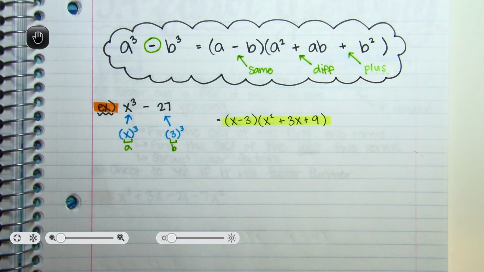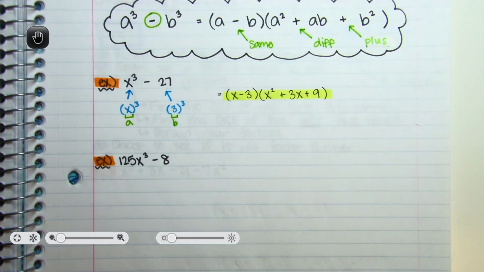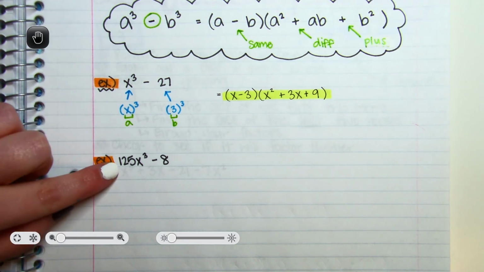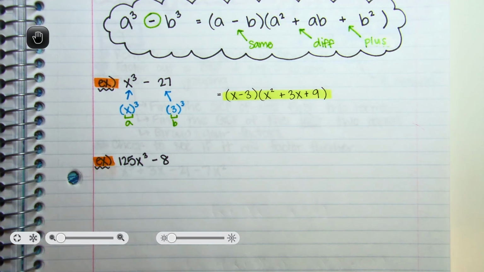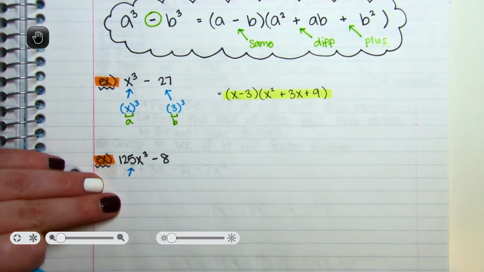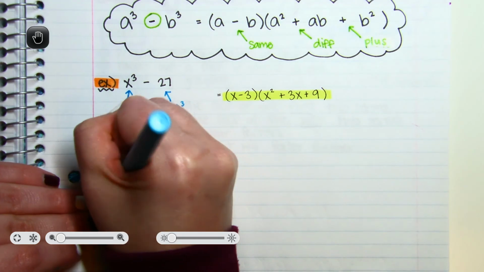All right, so this is the answer that you should have gotten for this example. Go ahead and check it. Let's look at another example. So we have a perfect cube minus a perfect cube. What is the cube root of 125x cubed? Good, you should have said 5x.